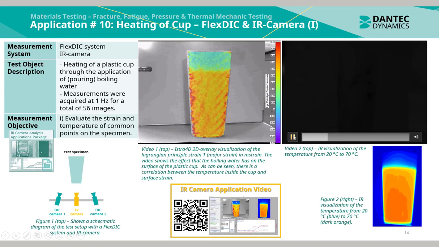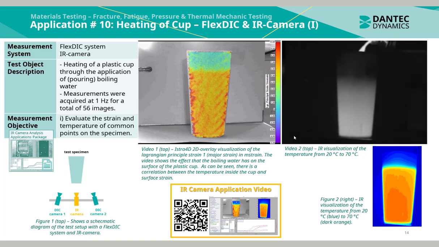Video 2 shows the infrared visualization of the temperature from 20 degrees Celsius to 70 degrees Celsius. In Figure 2 to the right, we see the infrared visualization of the temperature from 20 degrees Celsius, which is presented in blue, and 70 degrees Celsius, which is presented in dark orange.